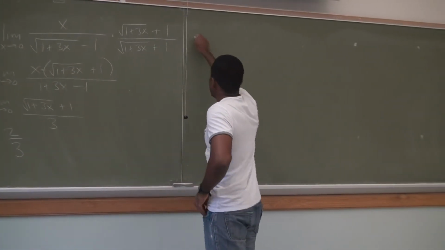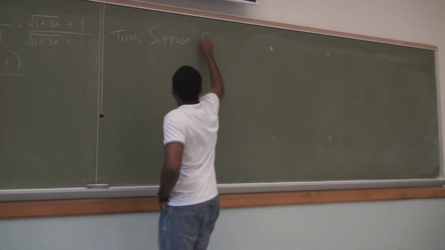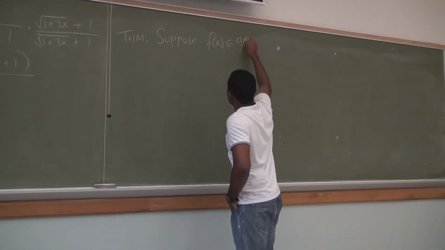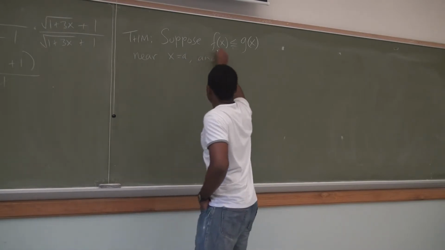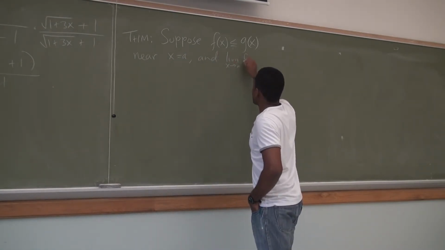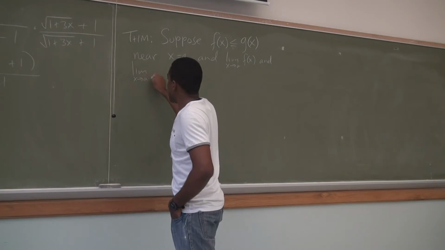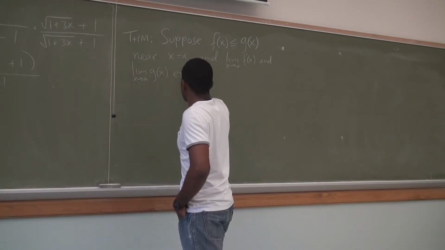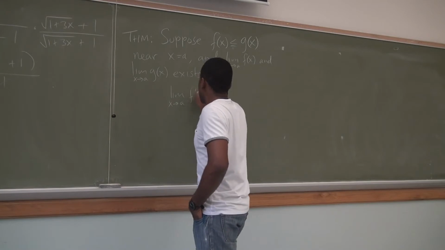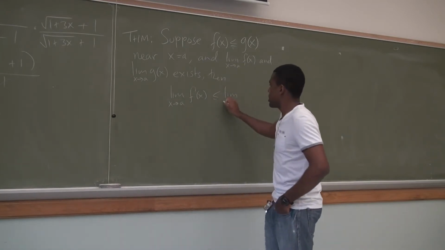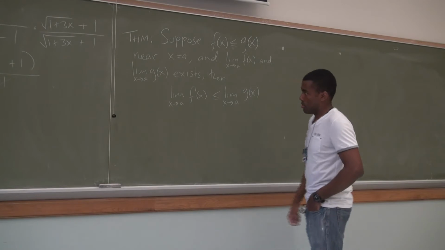Here is just a general theorem for you to know. Suppose you have a function that's always less than another function near x equals a, and the limit as x approaches a of f of x and the limit as x approaches a of g of x exist. Then the limit of f of x is less than or equal to the limit of g of x. Limits actually obey inequalities. Right? This will always be true.